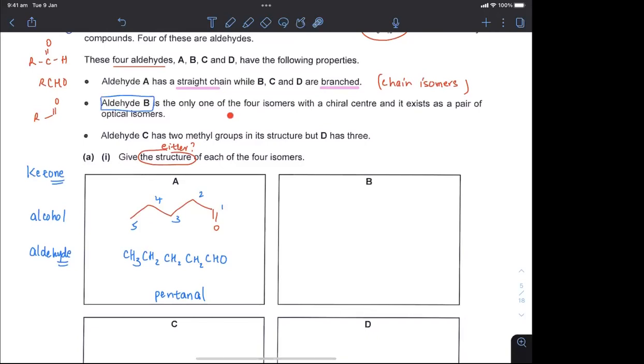Aldehyde B is the only one with a chiral center. It exists as optical isomers. So it has optical activity. So that means it can rotate plane polarized light. There's the meaning of optical there because it's to do with light. It's to do with rotation of plane polarized light in opposite direction. So this is something you will have learned as part of enantiomers, the pair of stereoisomers, mirror images of each other, cannot superimpose them on each other.